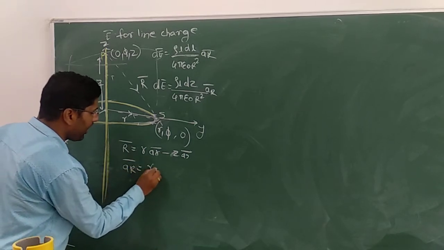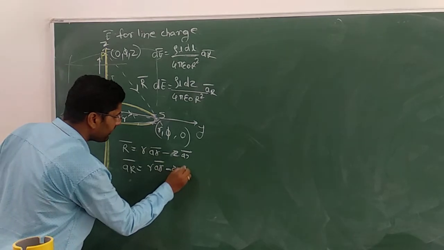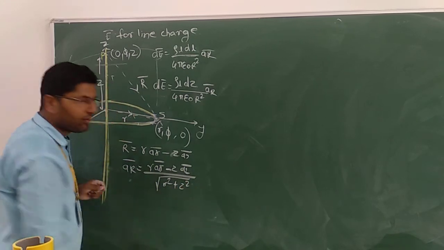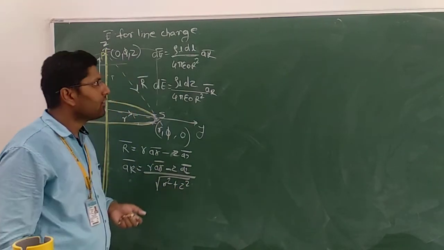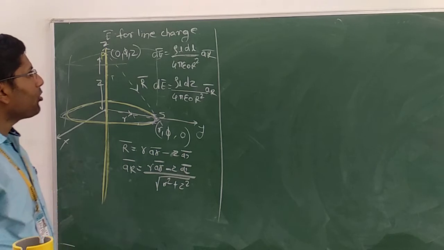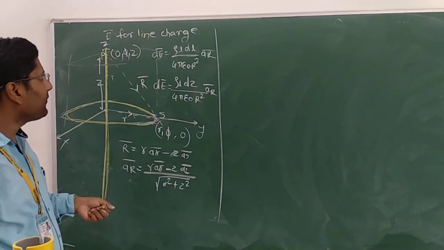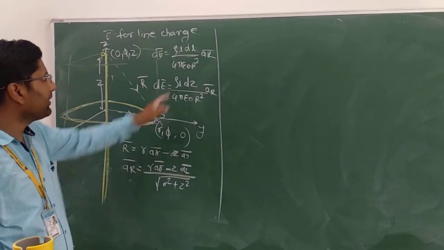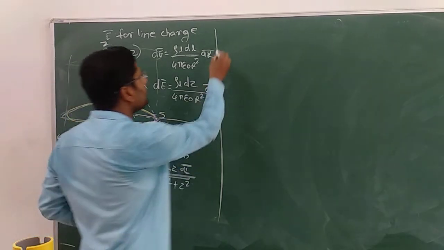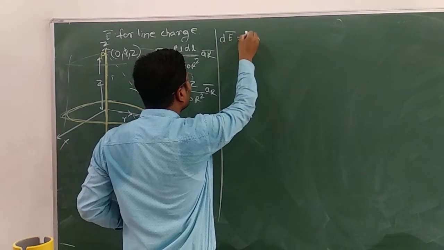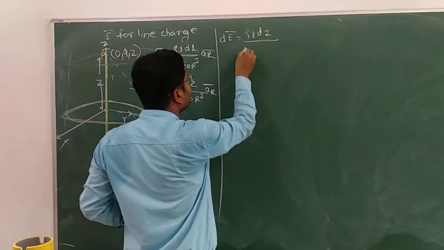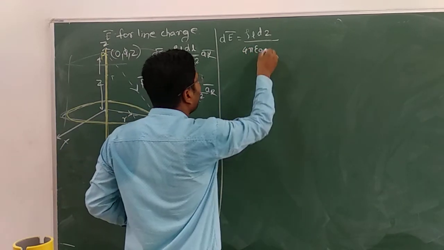aR bar is equal to (R aR bar minus Z aZ bar) divided by under root of R square plus Z square. That is the way you have to represent this aR bar. Now what about next? What you have to calculate? Electric field intensity dE bar. You have calculated dZ, aR bar, R square also. Just put the values now. dE bar is equal to rho L dZ divided by 4 pi epsilon 0 R square.